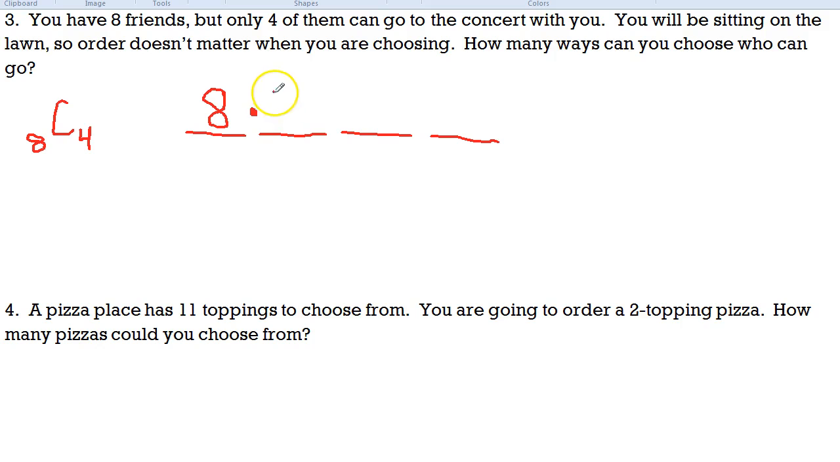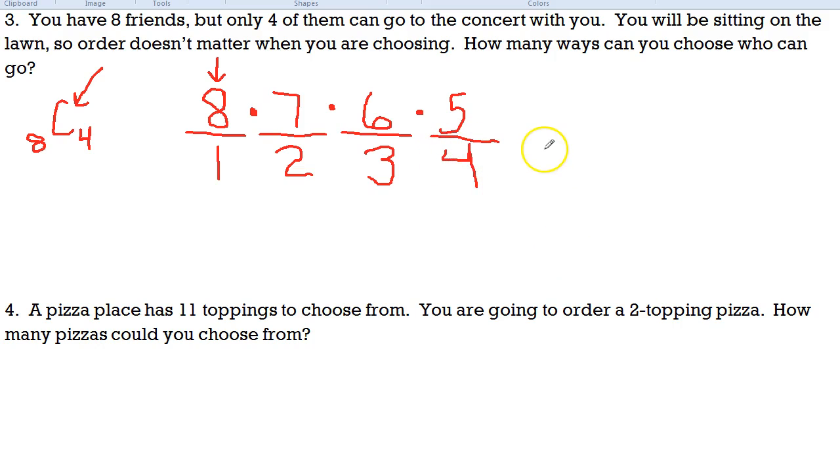So start the way we would have done. 8 friends to choose from. As soon as you've chosen 1 friend, now you only have 7 left. Then you have 6 friends. Then you have 5 friends. Now, because order doesn't matter, because it is a C instead of a P, you have to do the combination count up. That means you just start at 1, and you keep counting up until you run out of spaces. 1, 2, 3, 4. There you go.